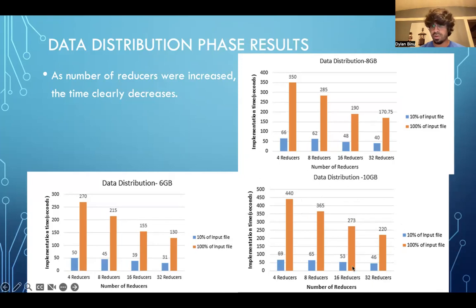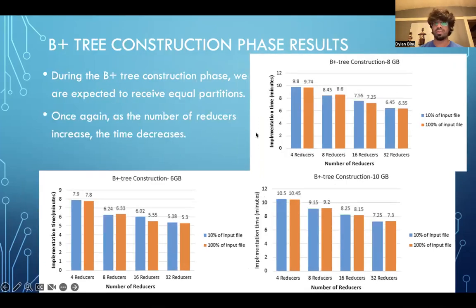As you can see, with a smaller input size, the change is not that significant, but there is still change. It goes from 69 to 46 for this 10 GB, 66 to 40 for the 8 GB, and so on. So we can already see an improvement in the data distribution phase. For the B plus tree construction phase, during this phase, we are expected to receive equal partitions, which is why between the 10% and 100% of the input file, the time taken is still pretty similar. It's not as dramatic as you see in the previous phase.